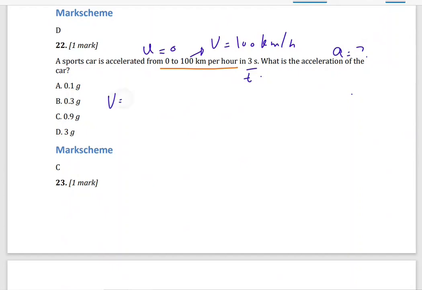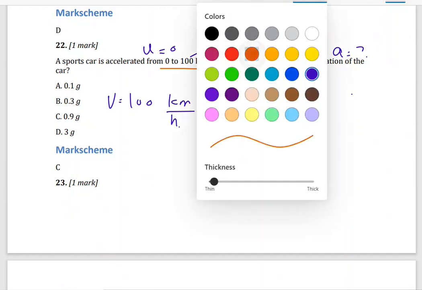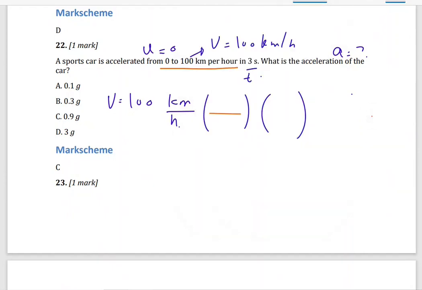So V final is 100 kilometers per hour. Since I have 2 units, I'm going to open 2 conversion factors. Now I need to convert from kilometer to meter. The unit that I need to convert to, we put it here on the top. I need to get rid of kilometer, so I put it down. Kilo is a prefix. Next to the prefix, you put 1. 1 kilo means 10 to the power 3 meter.